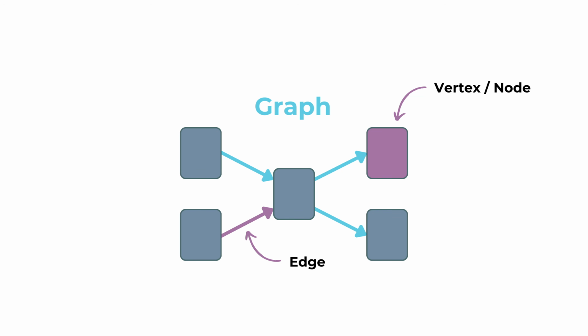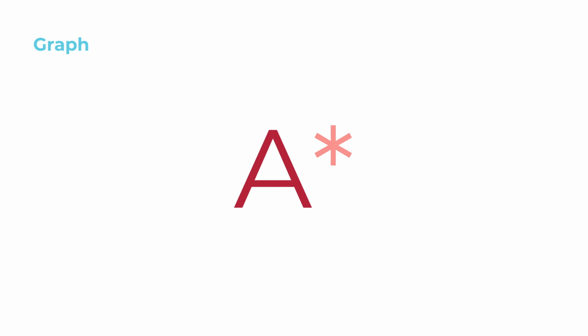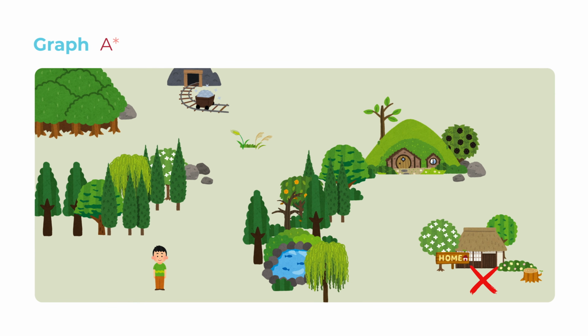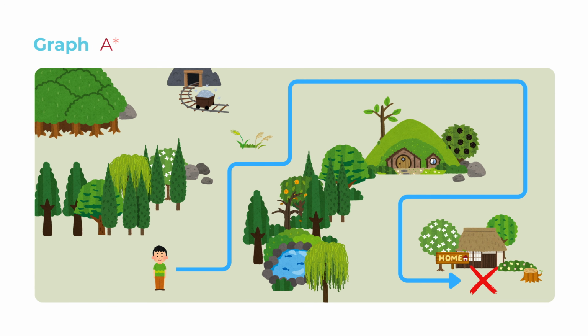Likely the most well-known use of graphs these days is something called A*, which is a pathfinding algorithm. That is, it finds the shortest path between 2 points, and it's used in an enormous number of video games for calculating the best route for a character to travel from their current location to a target location.